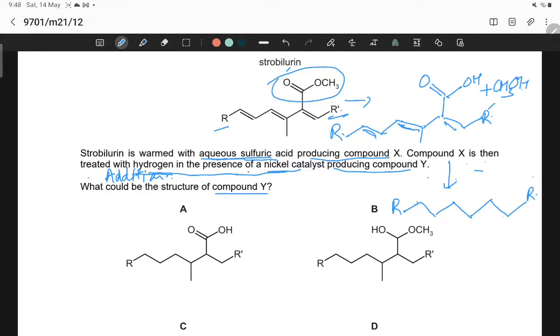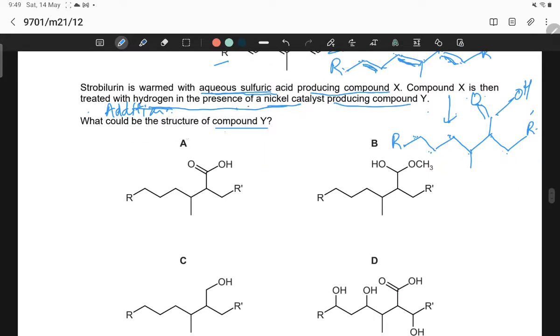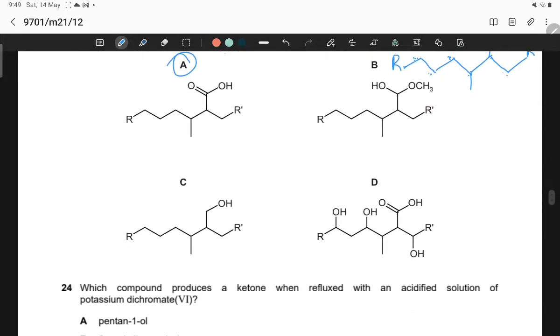R dash, double bond O, OH. Numbering the carbons 1 to 6. So over here CH3. So all double bonds are broken down and converted, and this could be A. A is the correct answer.